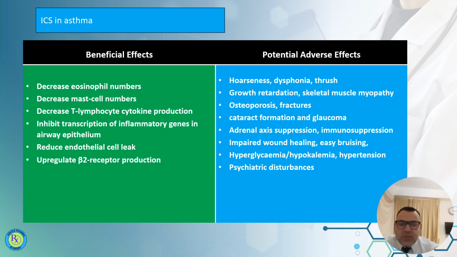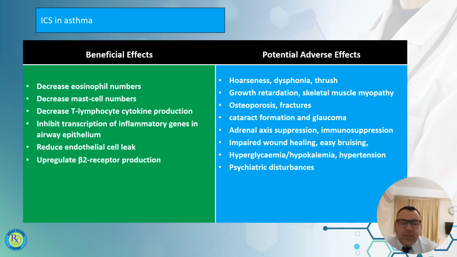So ICS, which is inhaled corticosteroid, has a big role in asthma, and it has a lot of beneficial effects and at the same time adverse effects. So what are the beneficial effects that inhaled steroid can produce? They decrease eosinophil numbers, mast cell numbers, T lymphocytes and cytokine production. This is due to the fact that they suppress immunity, so they decrease all these inflammatory cells or mediators. They inhibit transcription of inflammatory genes in the airway epithelium. Also, they reduce the endothelial cell leak and upregulate the beta-2 receptors.